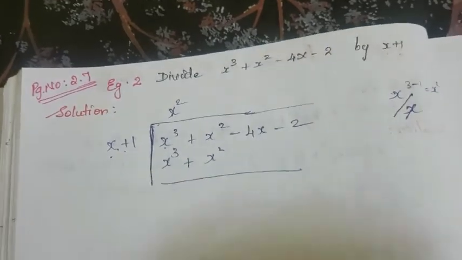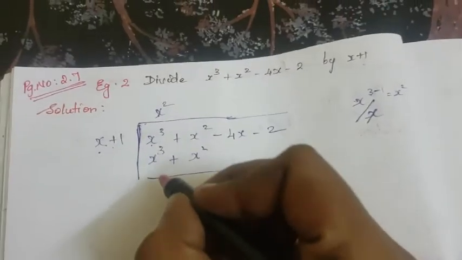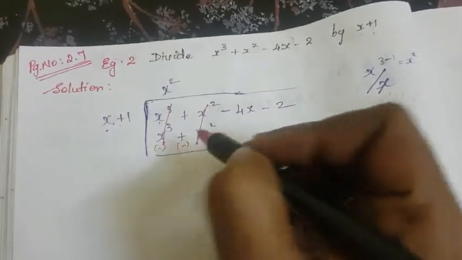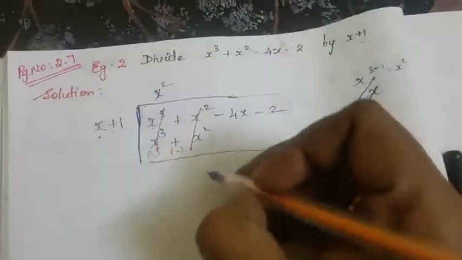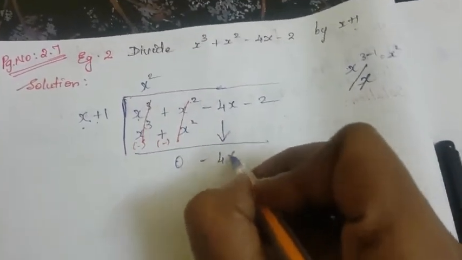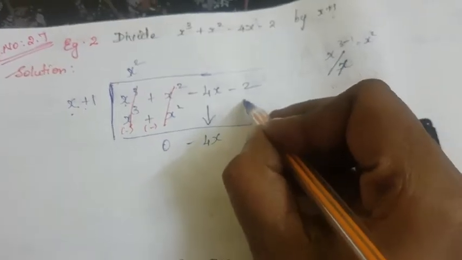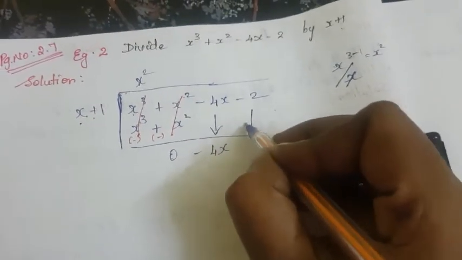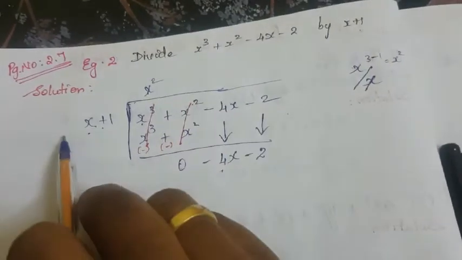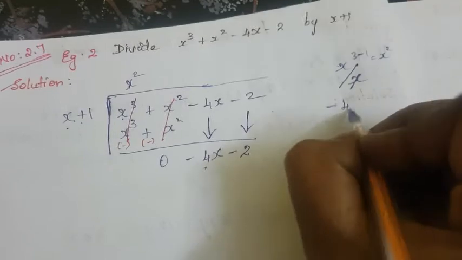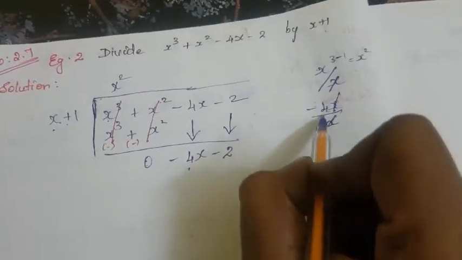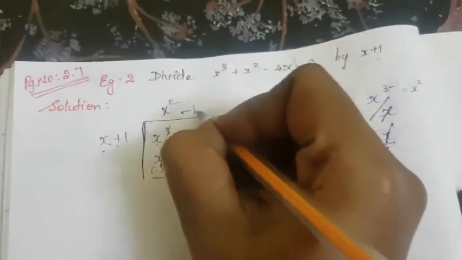Now what we have to do? We will change the sign and this will cancel, so this will be 0. Now we have to take the next term, which is minus 4x. We take this along with this because we need 2 terms now. Here minus 4x and here x, so minus 4x divided by x: x and x cancel, remaining minus 4. So this will be the quotient.